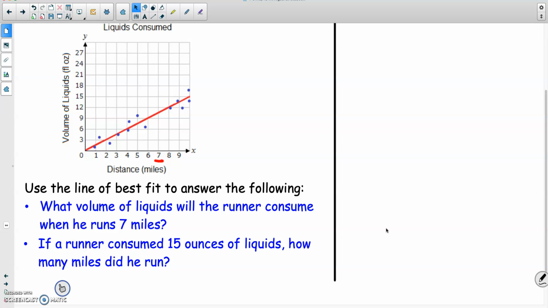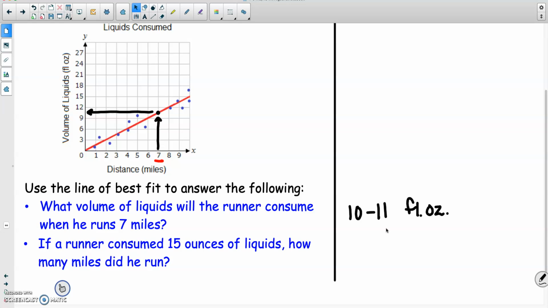If I go up to my line of best fit, so I'm showing you right here's my line of best fit. So I go up to the line of best fit. So I went up like this, and then now I need to go over. So it's between 9 and 12. So it looks to me like about 10 and a half. So maybe 10 to 11 fluid ounces would be a good estimate.